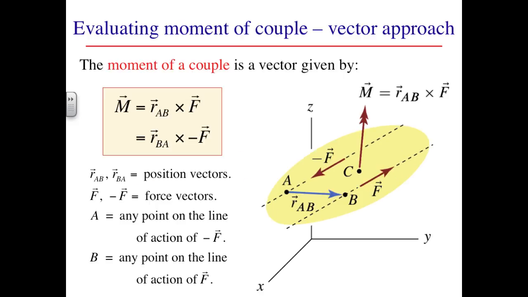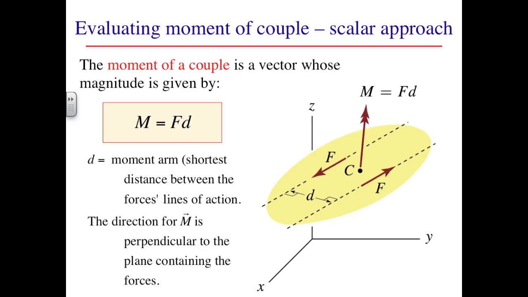Using the vector approach, the moment of a couple is shown here as the cross product between a relative position vector and one of the force vectors. We'll be able to prove the form of this shortly. The important point is that the relative position vector starts somewhere on the line of action of one force and ends somewhere on the line of action of its companion force. And as with so many other similar calculations that we've been doing, we have flexibility to decide where to start on one force and where to end on the other force.